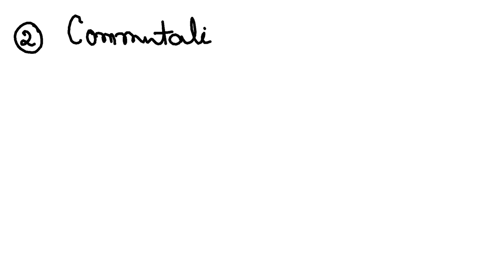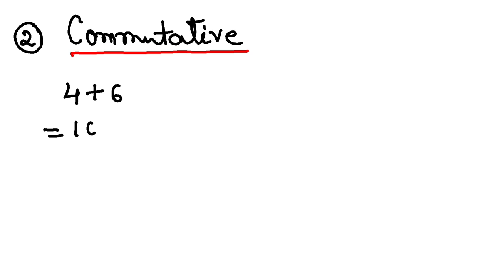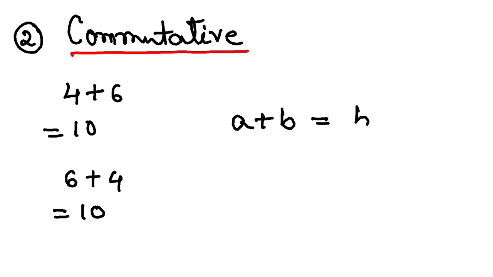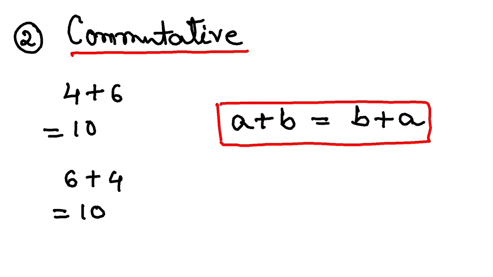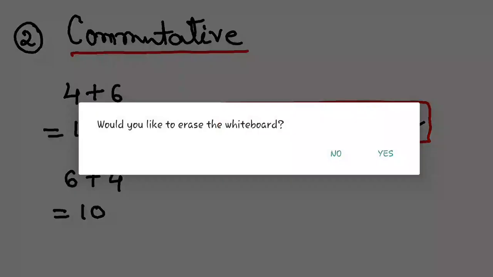Commutative is very simple. 4 plus 6 is 10. If we add the other way, 6 plus 4 is also 10. That means a plus b is always equal to b plus a. Absolutely, there is no doubt, isn't it? So this is called the commutative property. Next, number 3 is the property of associativity.